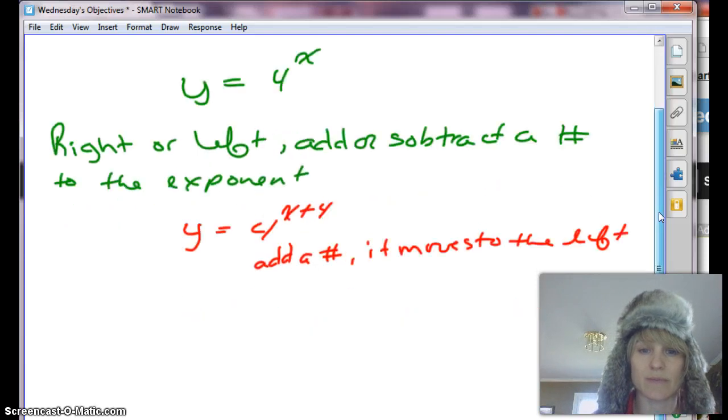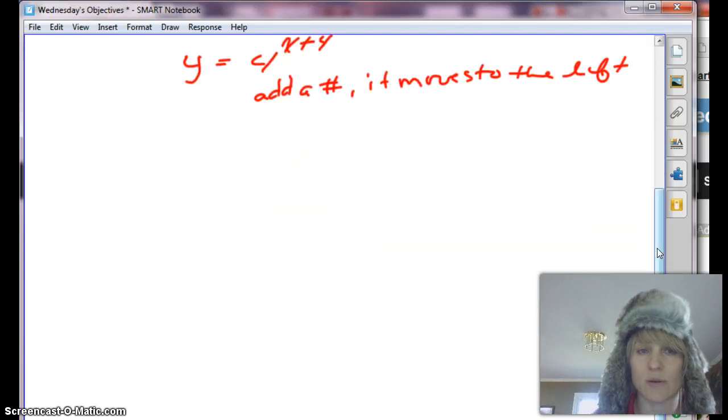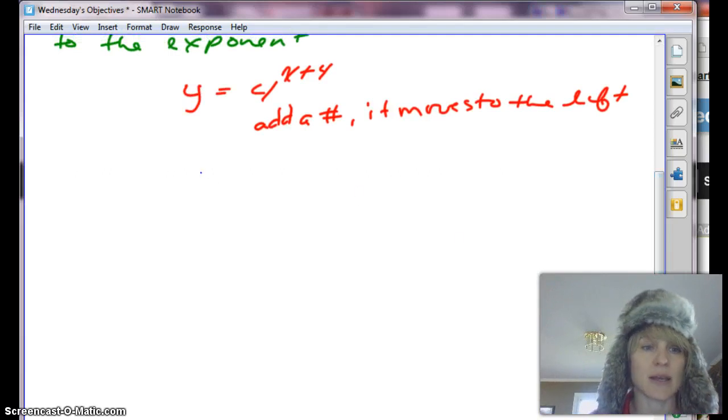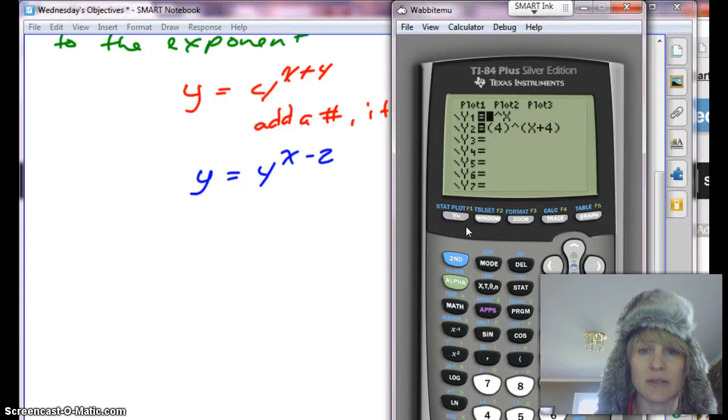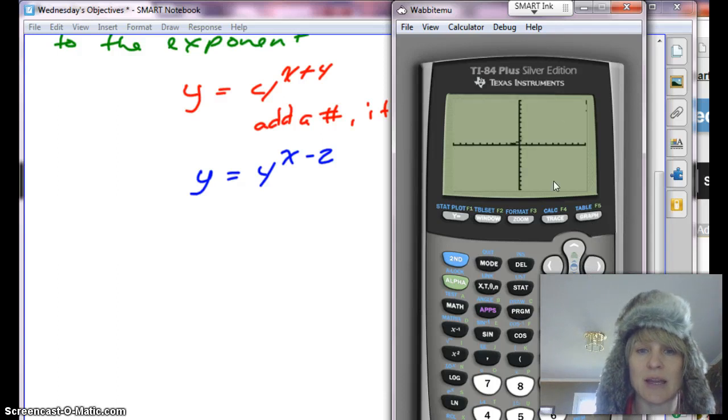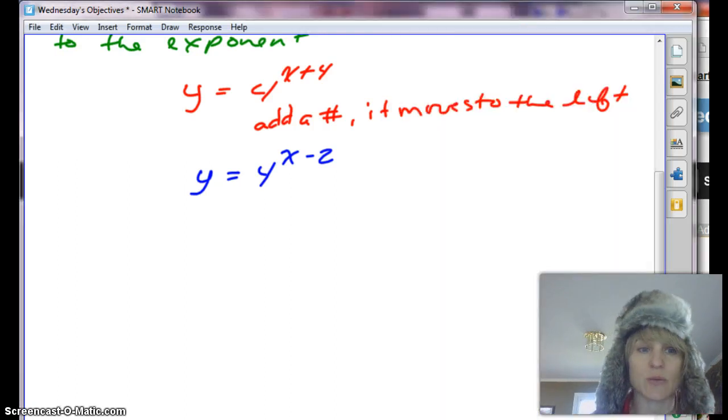Let's move this up a little bit. So if we take my parent equation again, and we have y equals 4 to the x minus 2, what should happen? Let's see, we'll change this to minus 2, and I hit my graph, and this time here comes my parent, or my basic equation, and then my translated equation comes next, and you can see it moved over 1, 2 places. So you can just say when we subtract, it moves right.